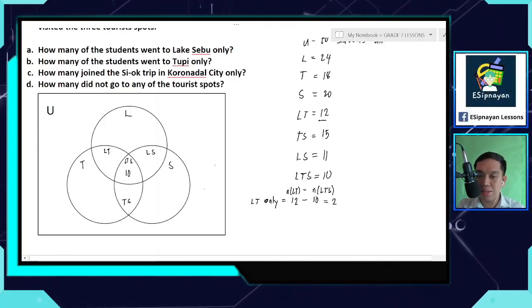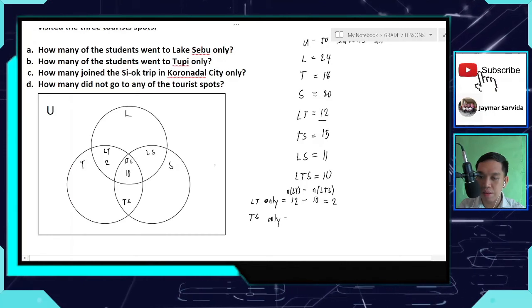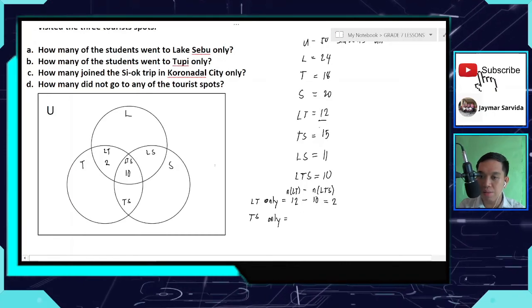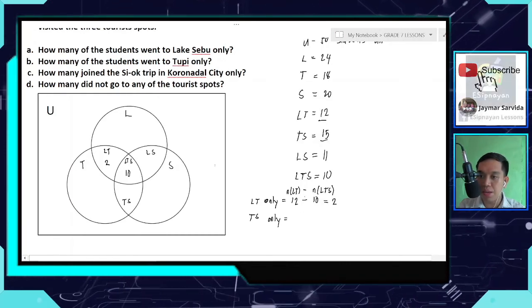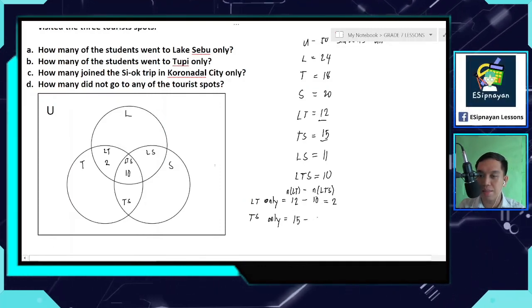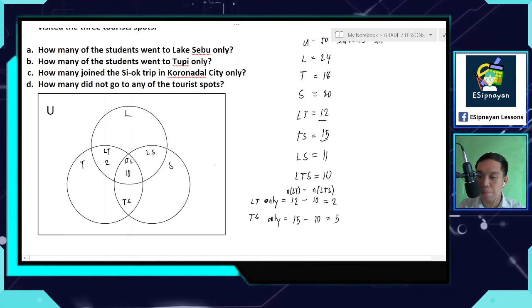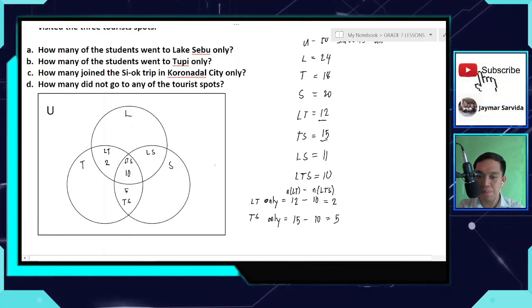And then next, so 2 ito. And then next, kay LS naman. Or TS muna tayo. Sige, TS. TS only. Okay, so TS only, we have 15 minus 10. Okay, and that is equal to 5. So, ito ay 5. Next, kay LS naman tayo.